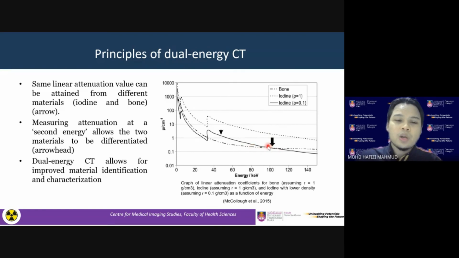But when we measure the attenuation, when we apply the second energy, it allows the two materials to be differentiated here. For example, this one is 50 keV and this one is 100 keV. So by applying the second energy, what we call dual energy, we can separate the attenuation of these two materials. You can see here in the graph, they are separated. So this is the basic concept of how dual energy CT works.